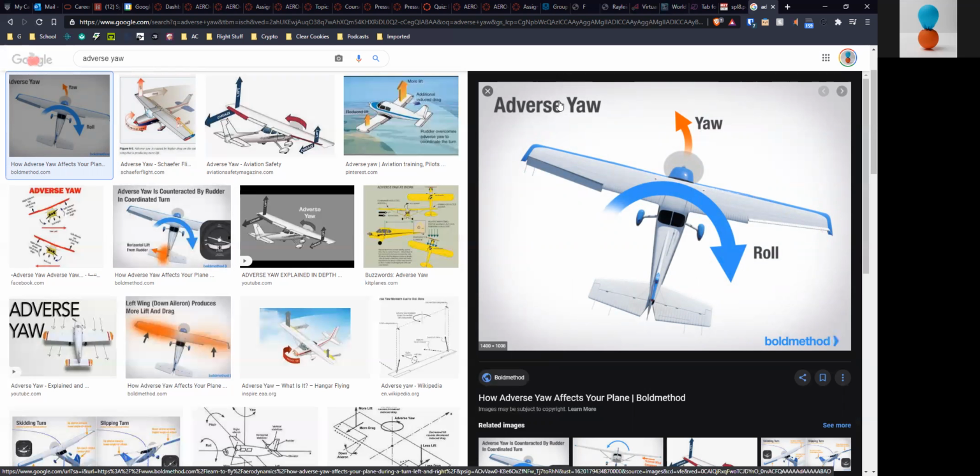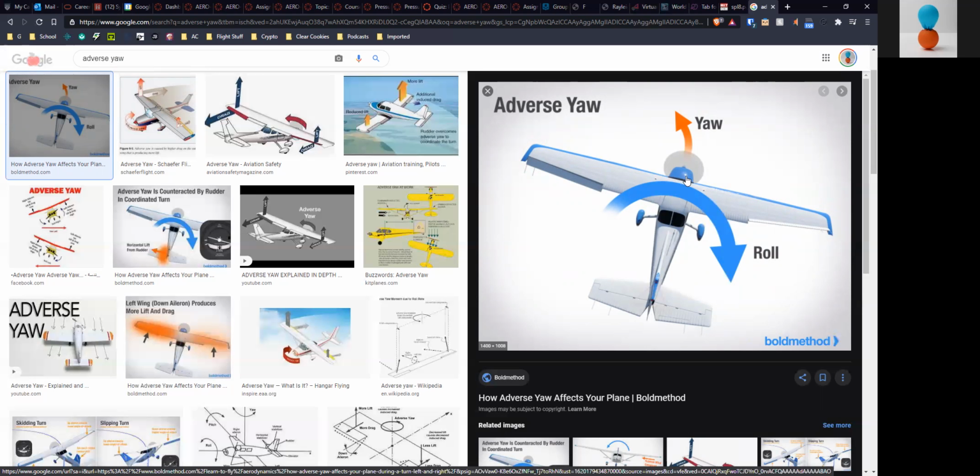So that means the plane wants to yaw to the left, since there's more drag on this side than on this side, even at the same time as it's rolling to the right. And that yaw, because it's in the wrong direction, is called adverse yaw. And so what we use the rudder for is to actively counter that adverse yaw.